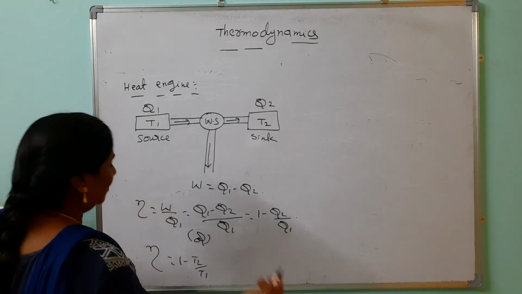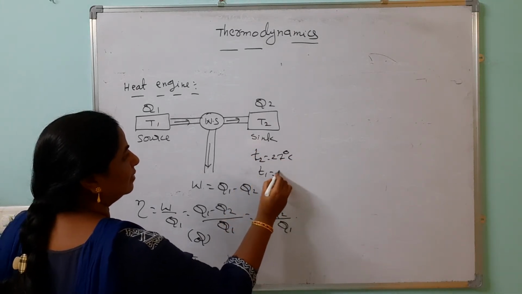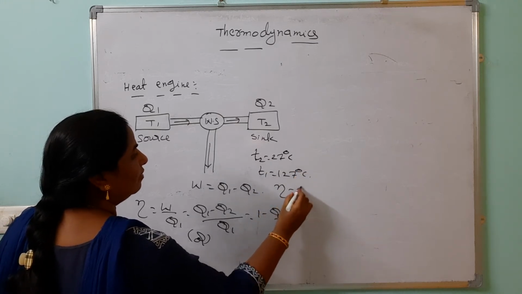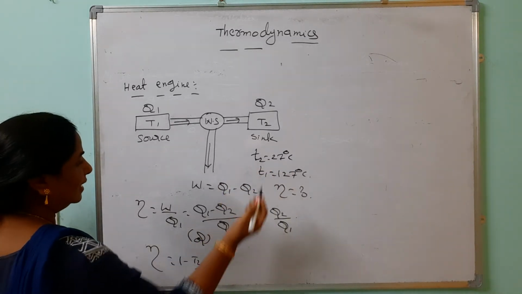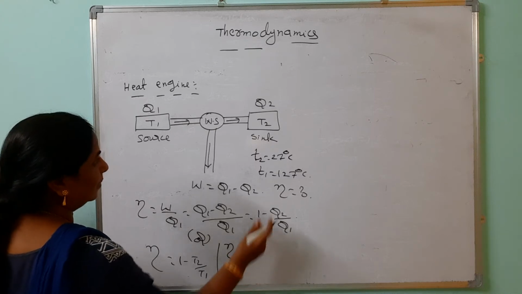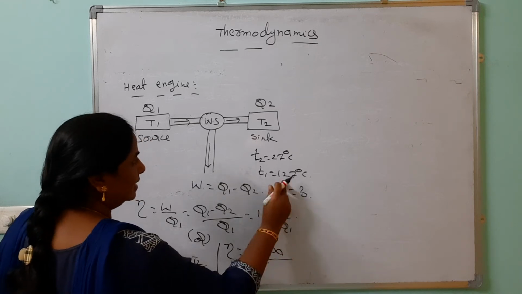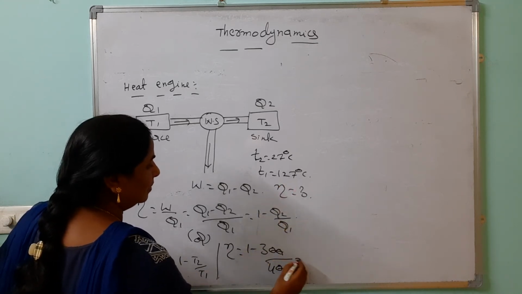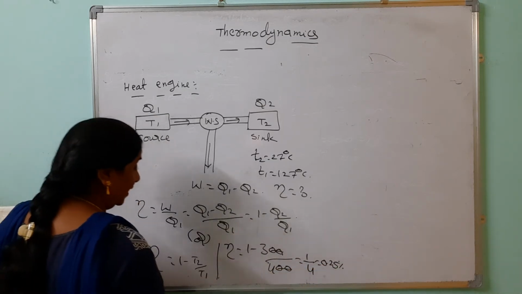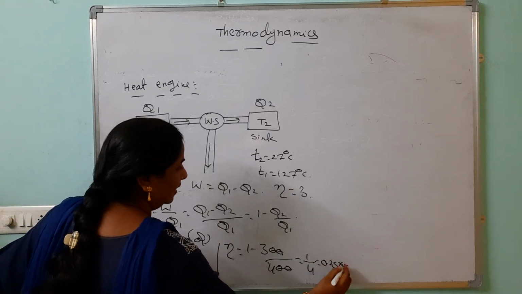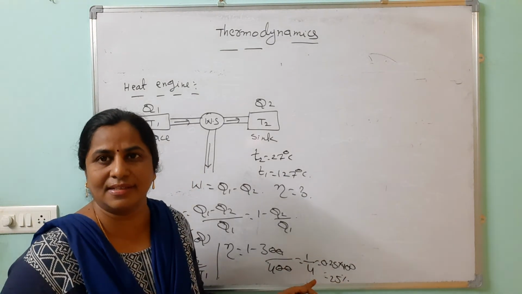Many people make a mistake. Look here, suppose T2 equals 27 degrees centigrade and T1 is 127 degrees centigrade in the problem. Find the efficiency of the heat engine. They directly substitute in this formula. It's not right. We must convert into Kelvin. So eta equals 1 minus T2, which is 27 plus 273, 300 Kelvin, by T1, which is 400 Kelvin. After simplification, this is 1 by 4, that is 0.25, or 25%. So like that we can find the efficiency of the heat engine.